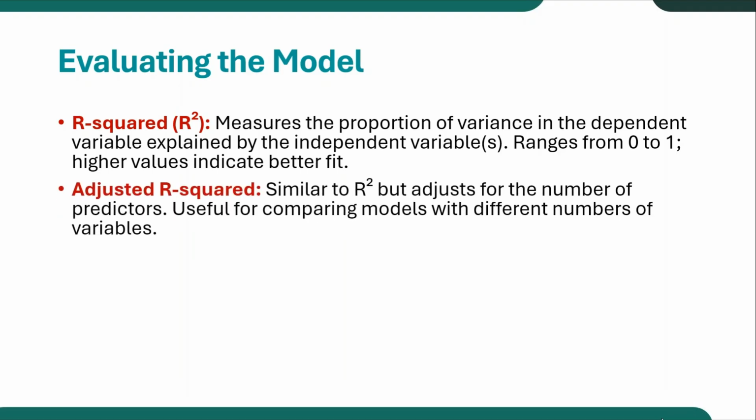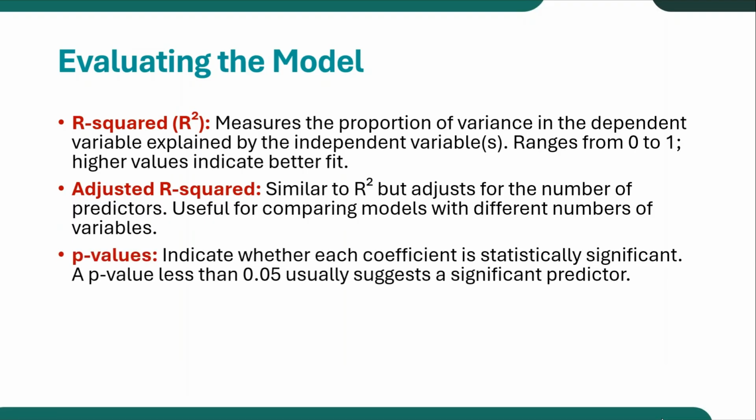Adjusted R squared. This is similar to R squared, but with an adjustment for the number of predictors used. It's especially helpful when comparing models. For instance, if you add a new variable, adjusted R squared will only increase if that variable truly improves the model.